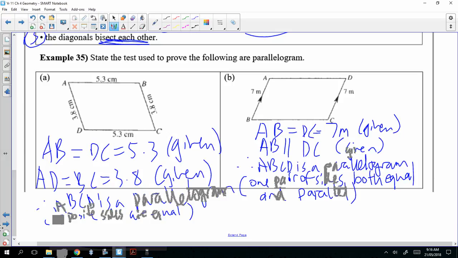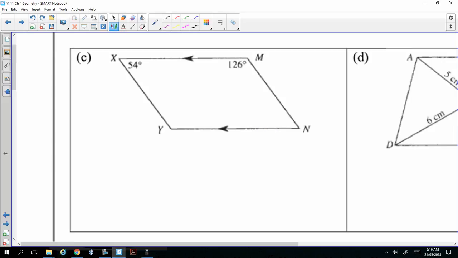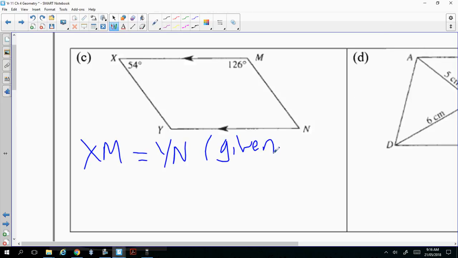Now look at this one. This one already has one pair of sides parallel to each other, given. So you have to decide on what test to use. What else should I prove? I need one more piece of information. You either prove XM equal to YN, one pair of sides both equal and parallel. What's the other option? Prove the other pairs. Oh, prove opposite angles are equal. But you have to find the other two angles. Actually, we can do that. Maybe that's an easier way.